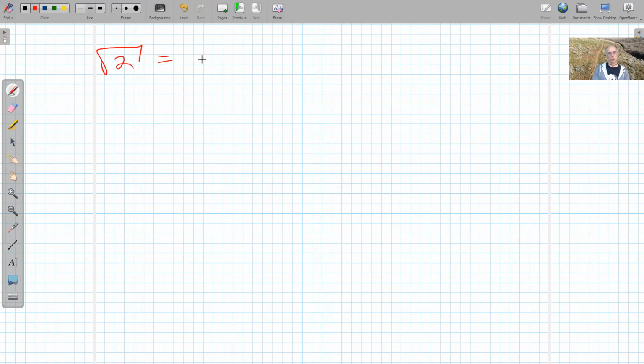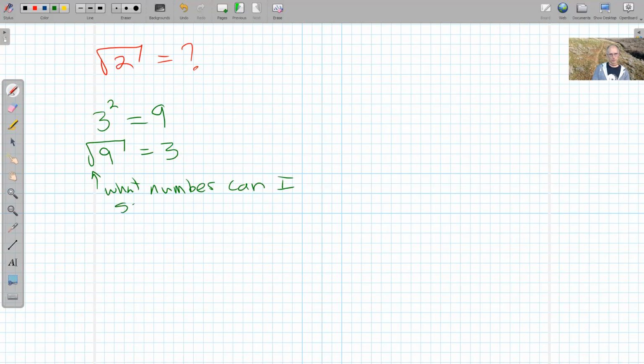And so just a reminder about what a root means with a different example. 3 squared is 9. And so we say the square root of 9 is equal to 3. So the square root asks the question, what number can I square to get 9? Well, 3 squared equals 9. So that's why 3 is the square root of 9.